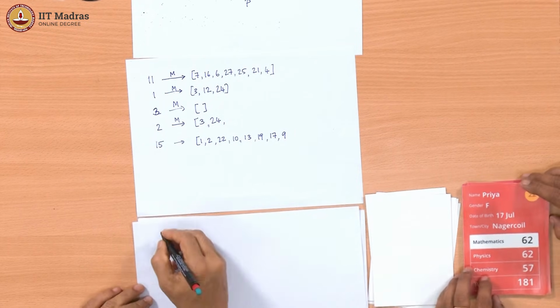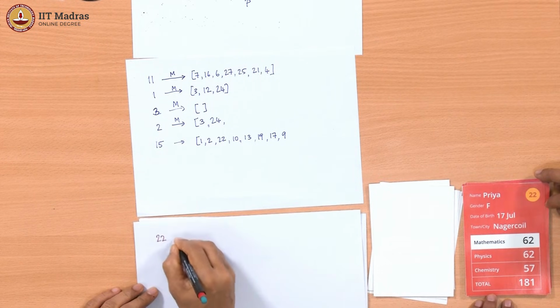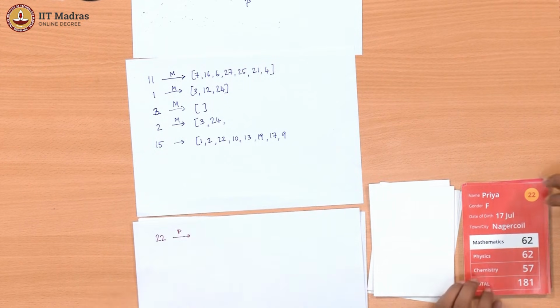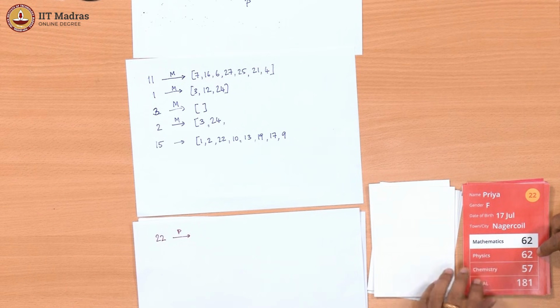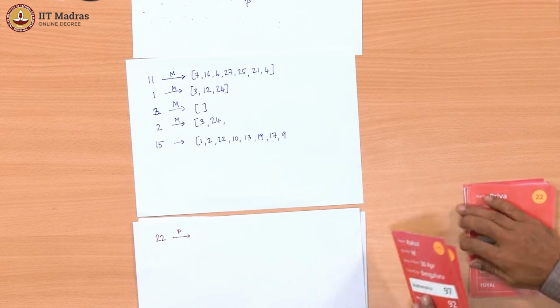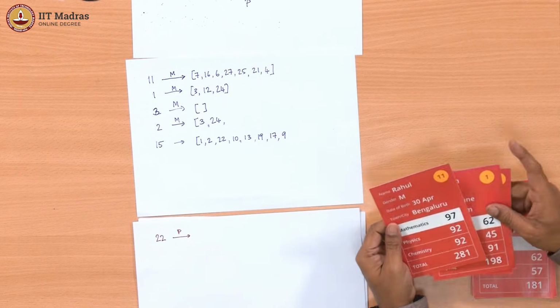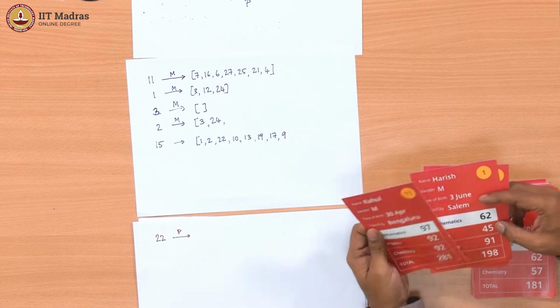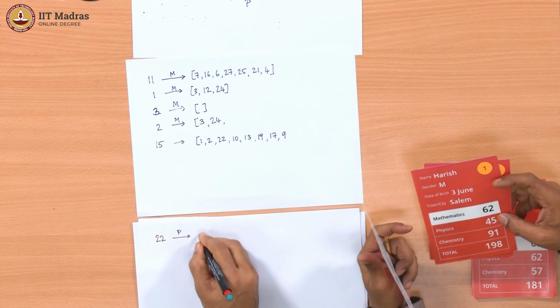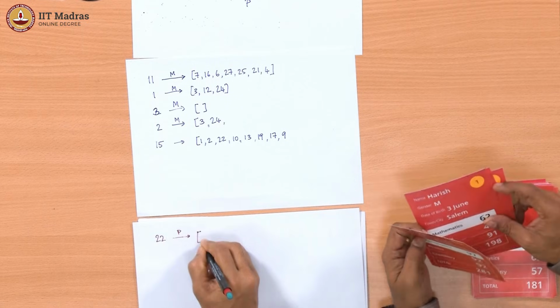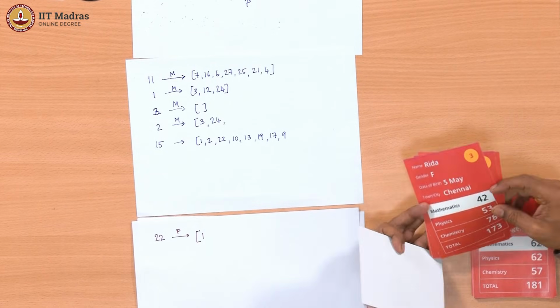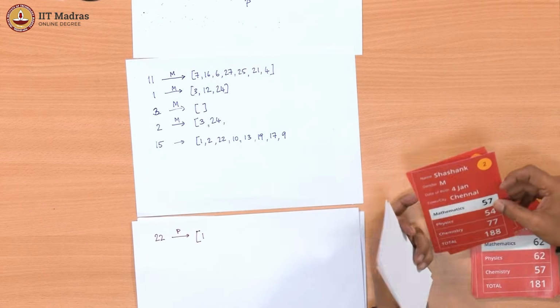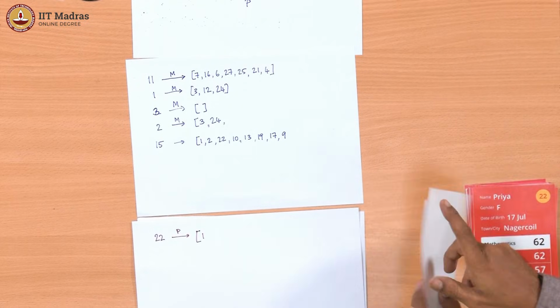So 22. In physics, she has 62, so we are looking for 42 to 52. So again we have to see these also, right? In fact, we are particularly interested in these. 42 to 52. 42 to 52.